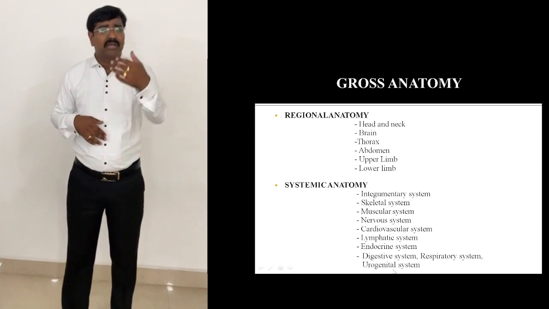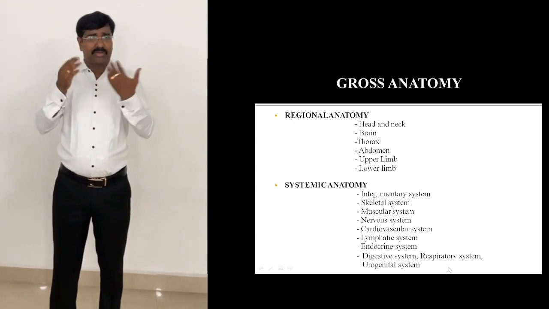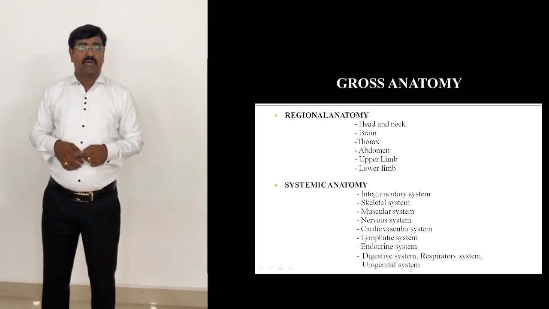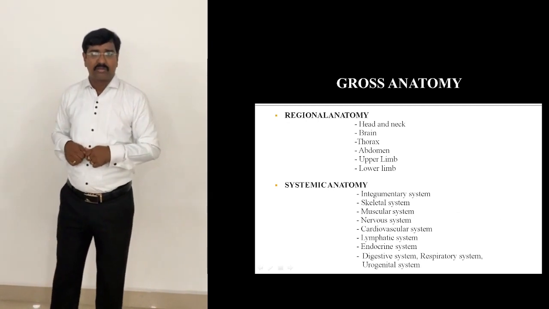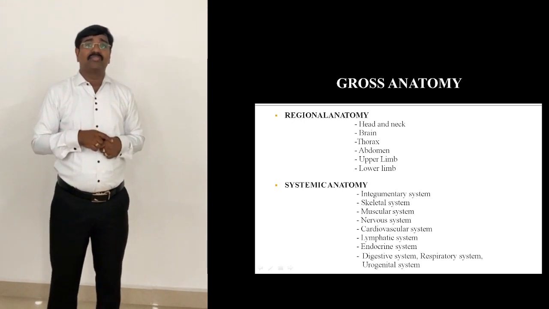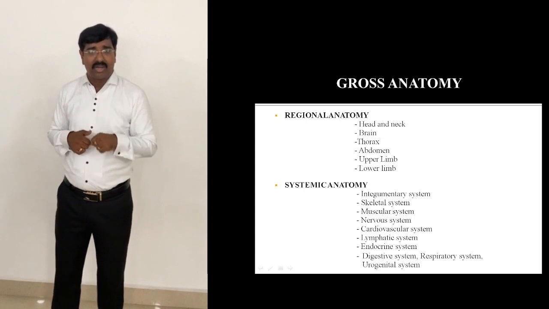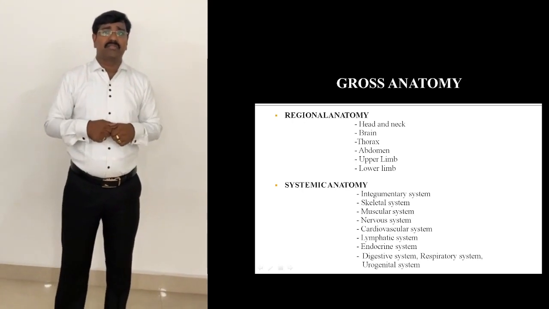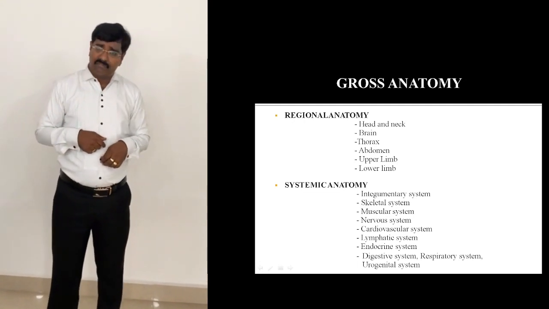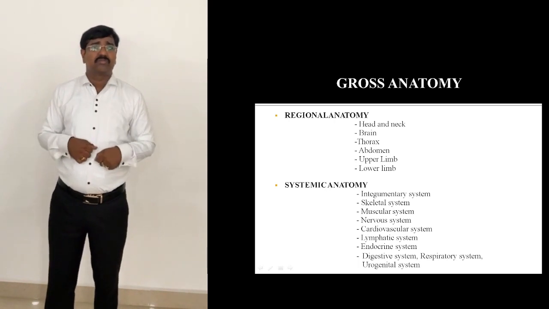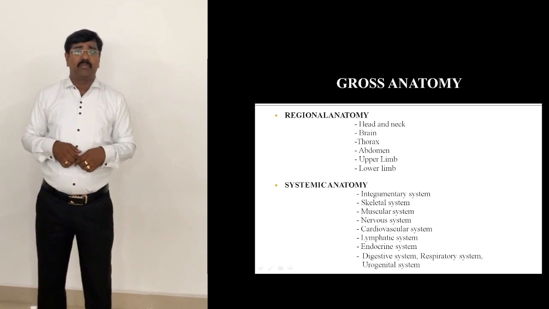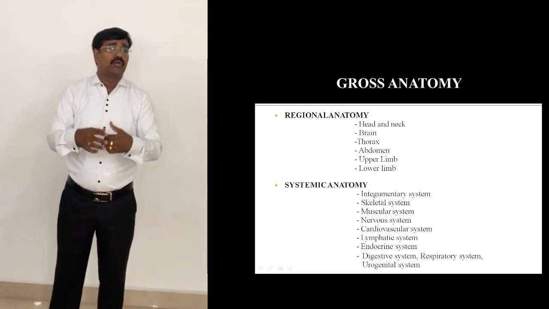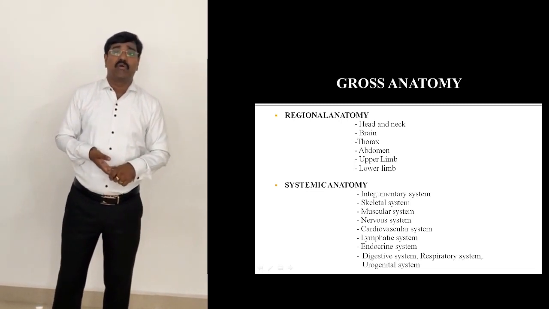From the start, we said we had a general part, that is regional anatomy, where we divide by regions. In every region, we systematically divided into systematic anatomy. As a recall: skin is related to the integumentary system, bones to the skeletal system, muscles to the muscular system, brain and spinal cord to the nervous system, heart and blood vessels to the cardiovascular system, lymph to the lymphatic system, digestive organs to the digestive system, the reproductive part, male and female, together as the urogenital system, kidney functions as the excretory system, and hormone secretion as the endocrine system. So we have ten sets of systems.